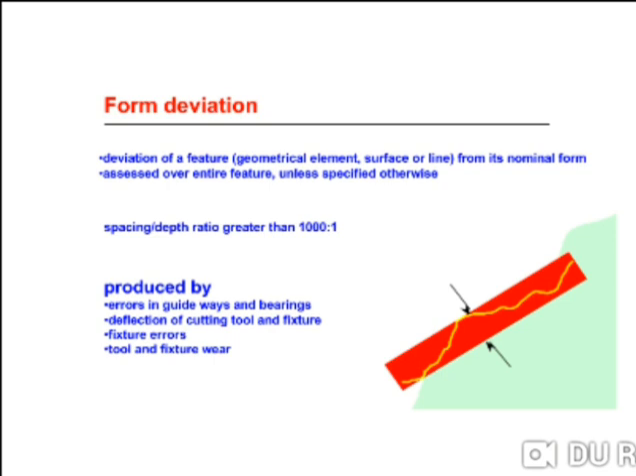Form deviation. Deviation of a feature, geometrical element, surface or line from its nominal form. Assessed over entire feature unless specified otherwise. Spacing or depth ratio greater than 1000:1. Produced by errors in guideways and bearings, deflection of cutting tool and fixture, fixture errors, and tool and fixture wear.